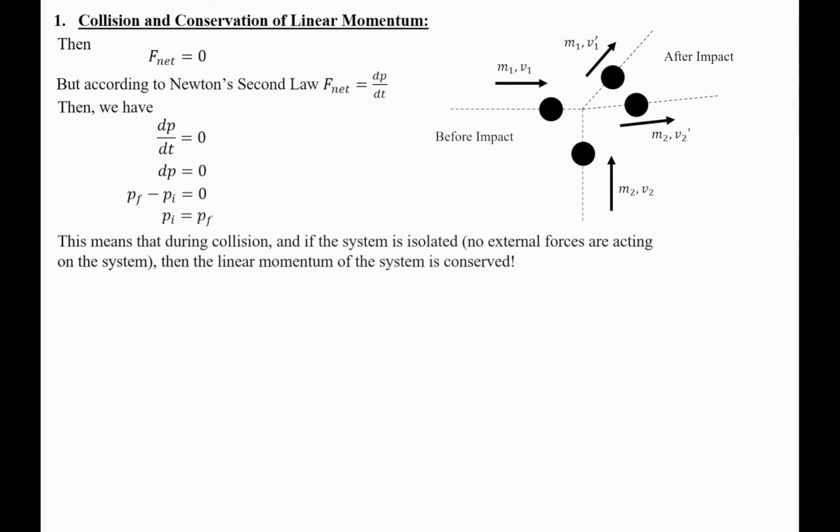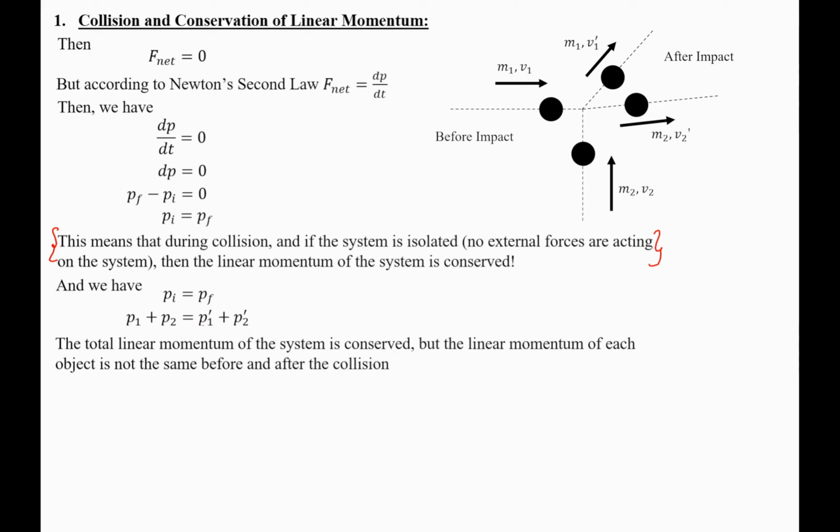after the impact. This means that during collision, if the system is isolated and no external forces are acting on the system, the linear momentum of the system is conserved, and this is a very important property. So always during collision, if the system is isolated, the linear momentum of the system is conserved. We have p initial equal to p final, which means p1 plus p2 is equal to p1 prime plus p2 prime. The total linear momentum of the system is conserved, but the linear momentum of each object is not the same before and after collision.